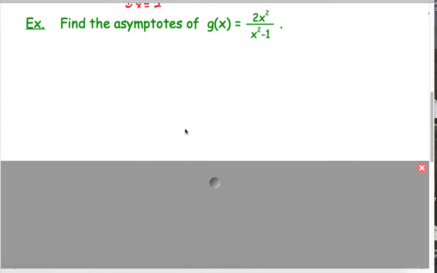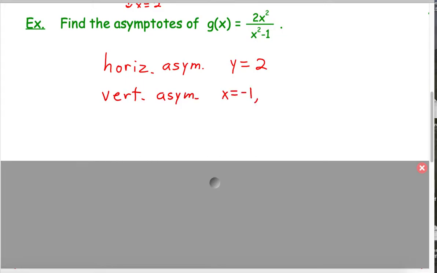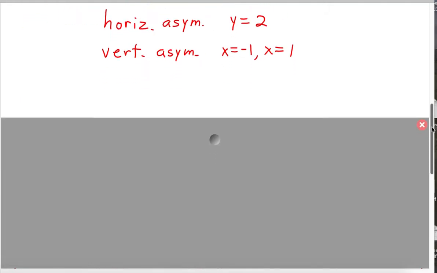So to summarize, and this is just looking at this crudely, it looks like we have a horizontal asymptote at y equals 2, and then vertical asymptotes, we have 2 of those. It looks like at x equals negative 1 and at x equals positive 1. So that's what we want to do, is we want to analyze today how we can figure out where the asymptotes are for these rational functions.